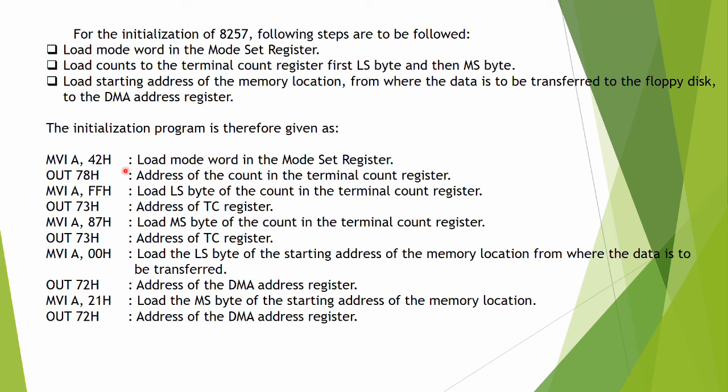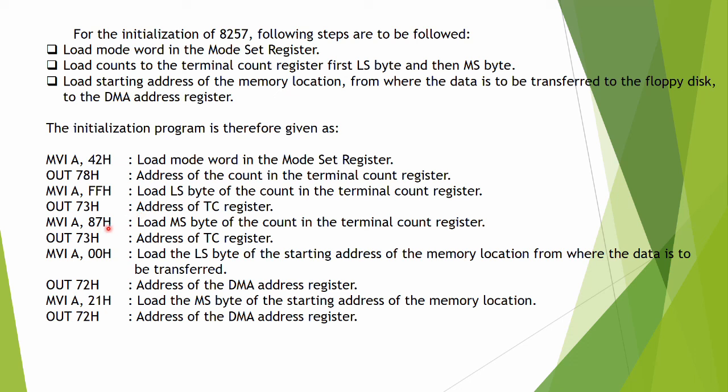MVI A, 42H will load the control word for the mode set register, which we have determined earlier, into the accumulator first, and 78H is the address of the mode set register. So first we load it into the accumulator, then OUT 78H means it will be loaded into the mode set register. Then we load the least significant byte of the count into the terminal count register. We have decided it as FF because the overall number was 87FF. So FF will move to A, then we load it to the address of the terminal count register, which is 73H as given in the problem.